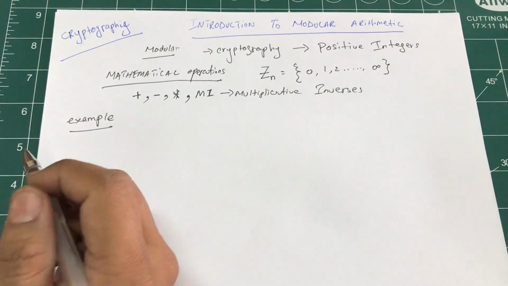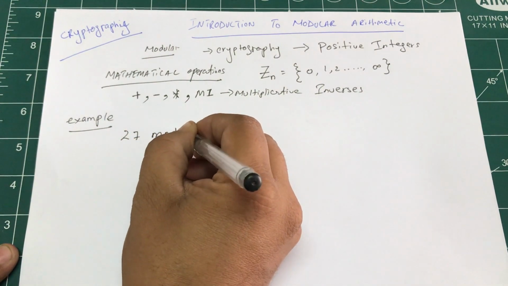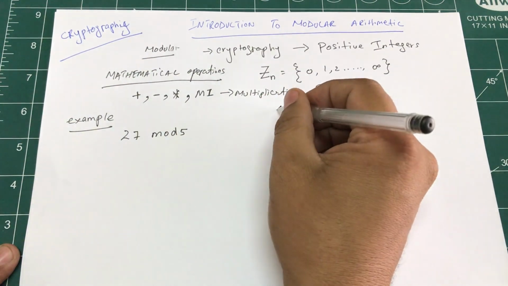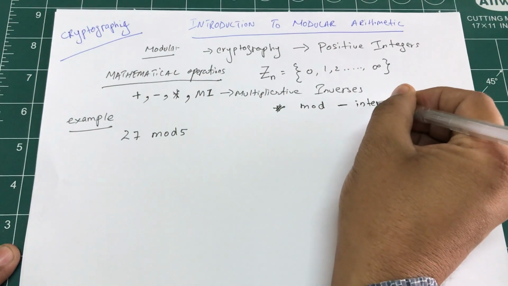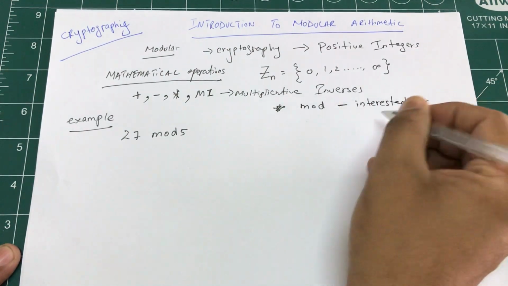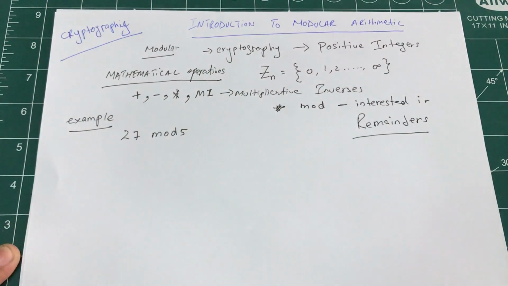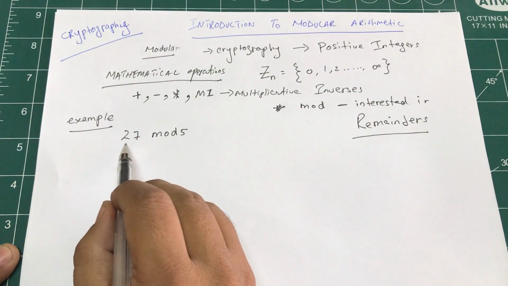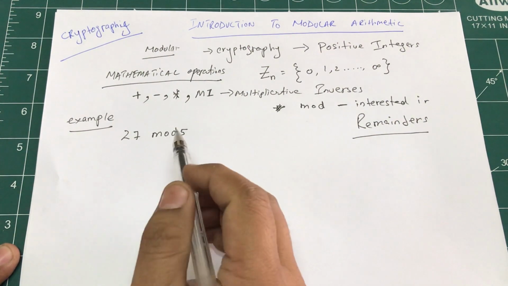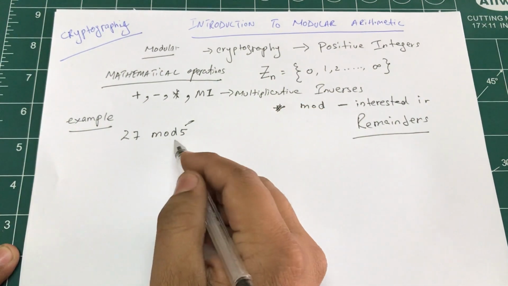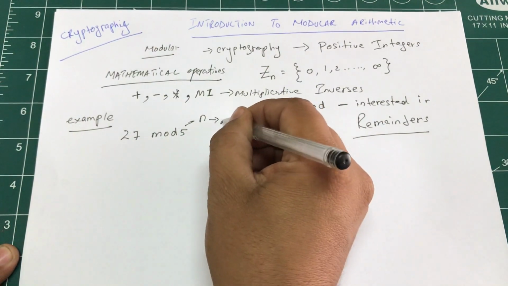Let's say I am given a problem which is something like this: 27 mod 5. Always remember that in mod, we are interested in remainders. We only care about remainders. That's all we care about. So what we're doing is this: we're going to divide 27, we're going to take a mod with 5. In cryptography, we're going to call this number which we're dividing by, n, your modulus.